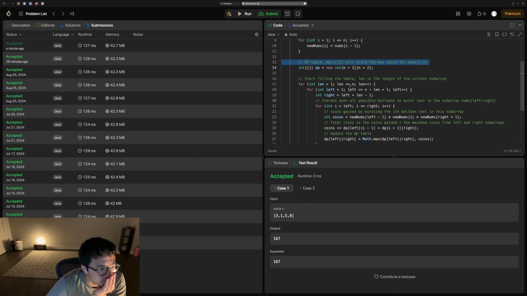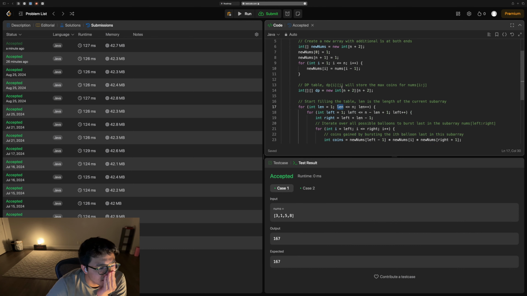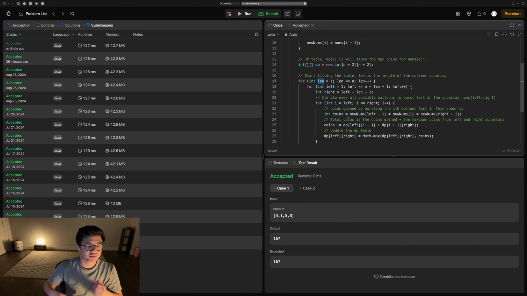So we're not iterating both ends. For left, okay, right. Left plus length minus 1. What's the length? Where did this length come from? Oh, length. Interesting. So it uses the iteration to determine length rather than position in the array.